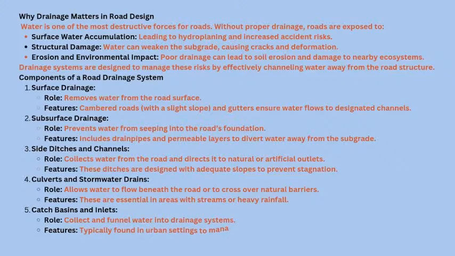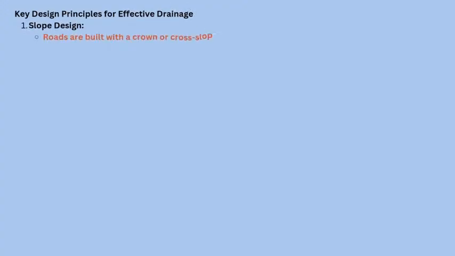5. Catch basins and inlets. Role. Collect and funnel water into drainage systems. Features. Typically found in urban settings to manage surface runoff. Key design principles for effective drainage. 1. Slope design. Roads are built with a crown or cross slope to guide water off the surface.